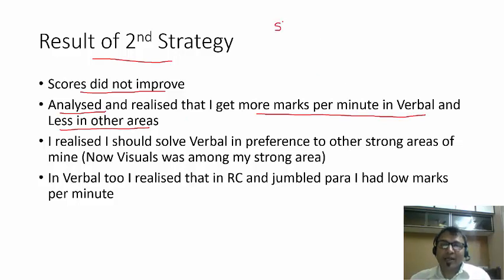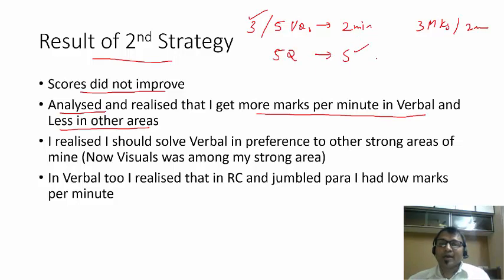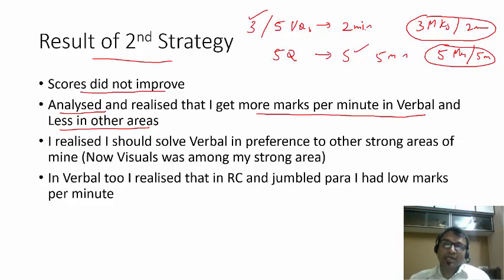For example, if I get 5 verbal questions, and I take 2 minutes to solve, and out of 5 I get 3 correct, that means I get 3 marks in 2 minutes. But say if I have 5 quant questions, and I get all 5 correct in 5 minutes, so I get 5 marks in 5 minutes. So technically I'm getting more marks in verbal, about 50% more marks per minute. So it made sense for me to solve verbal rather than mathematics, as I realized when I analyzed the paper. I realized I should solve verbal in preference to maths, and I also made visuals my strong area.